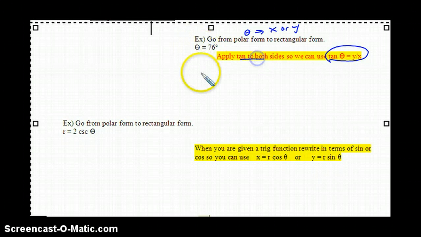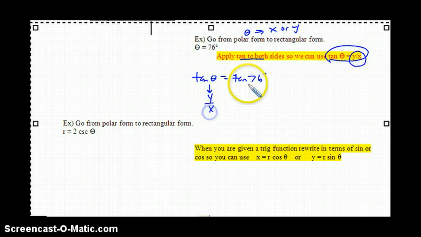So if I apply tangent to both sides, so tangent of theta is equal to the tangent of 76 degrees, then I can go through and make my substitutions. I know now that the tangent of theta is equal to x over y. In my calculator I'll plug in the tangent of 76, and I end up getting that the tangent of 76 is 4. So now I have this, that x over y is equal to 4.